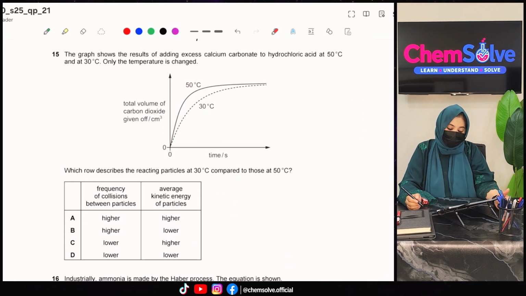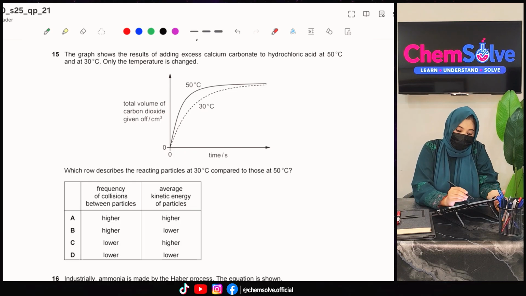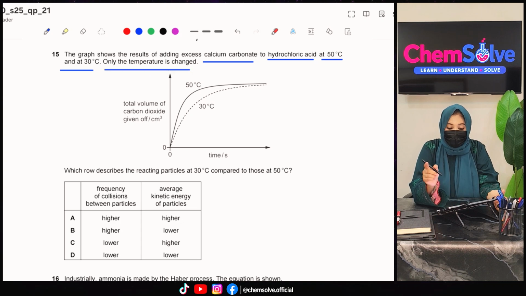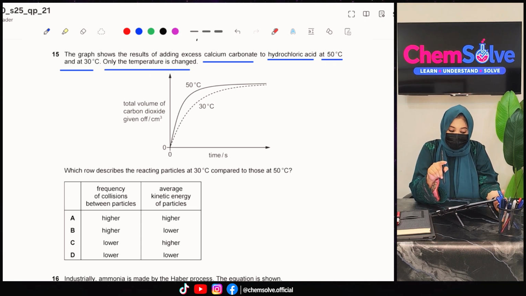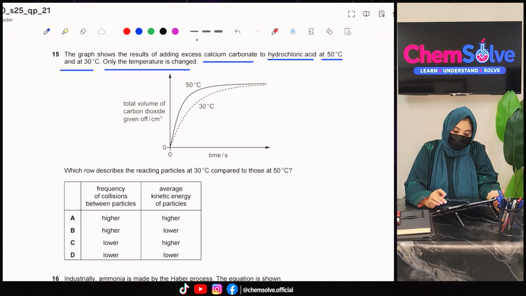Okay, now move towards question number 15. The graph shows the result of adding excess calcium carbonate to the hydrochloric acid at 50 and at 30. Only the temperature is changed. First the temperature was 50 and then the temperature was dropped to 30. So what happens when the temperature would be lowered?